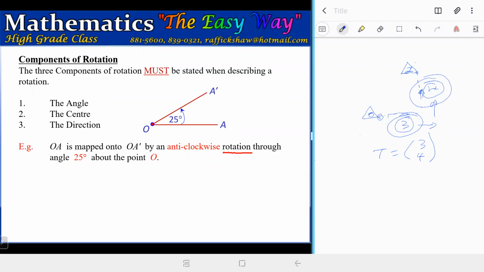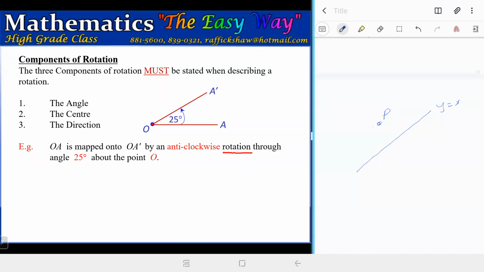If I'm describing a reflection, I have this line, and the line is y equals x. I have a point here, P, and I reflect it over the line to a point here, P prime. Then P is mapped onto P prime by a reflection in the line y equals x. That's all you would say. So when describing a reflection, you have to state the mirror line. Those are the first 2 that we have in the notes, in the handout, in the must know sheet.